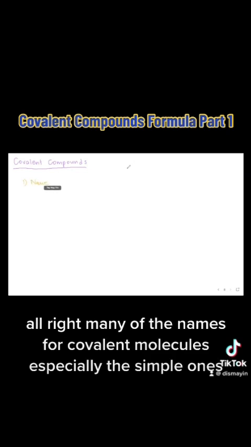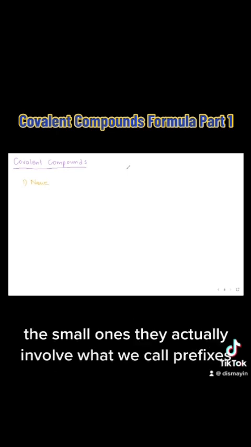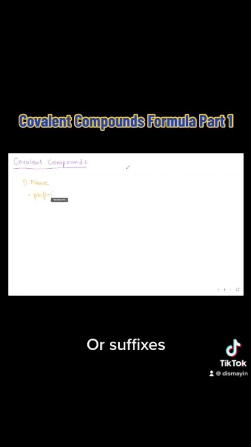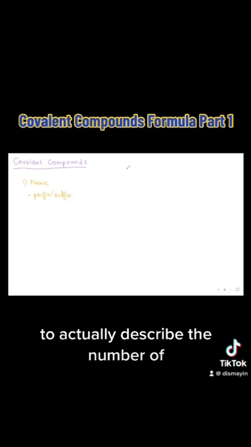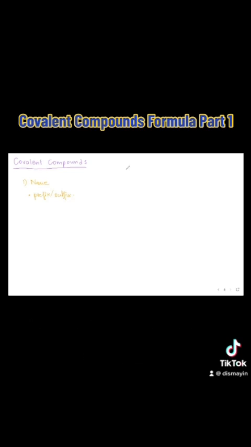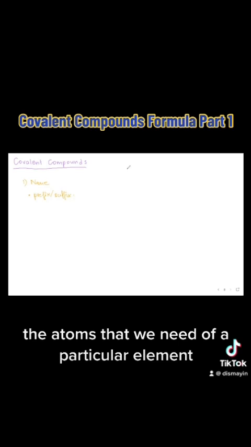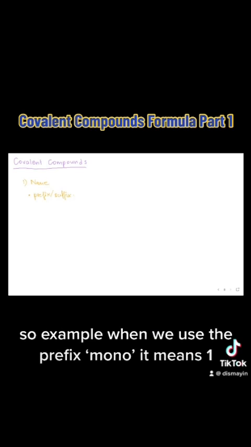Many of the names for covalent molecules, especially the simple, small ones, actually involve what we call prefixes or suffixes. Within these names, we use the prefix or the suffix to describe the number of atoms that we need of a particular element. For example, when we use the prefix mono, it means one.